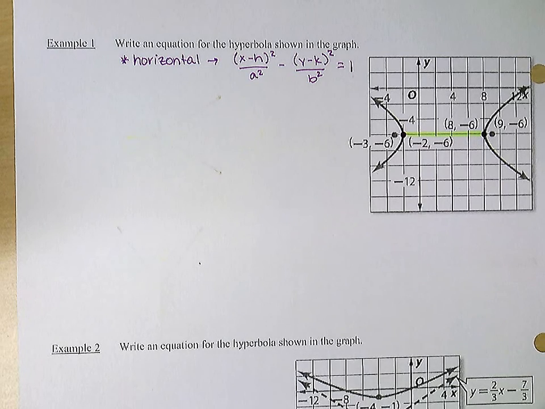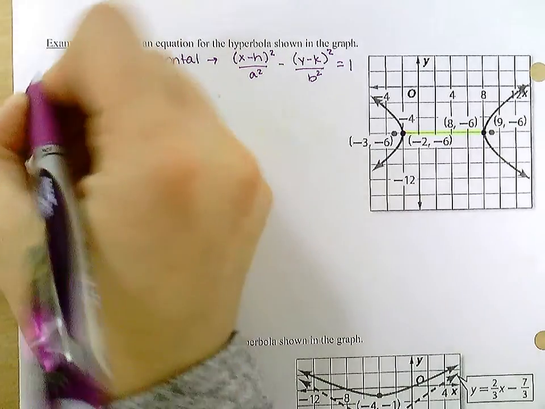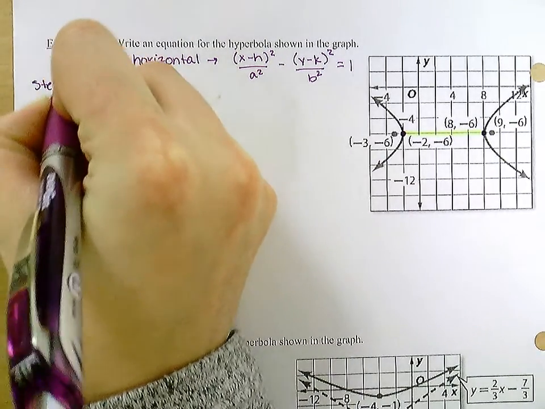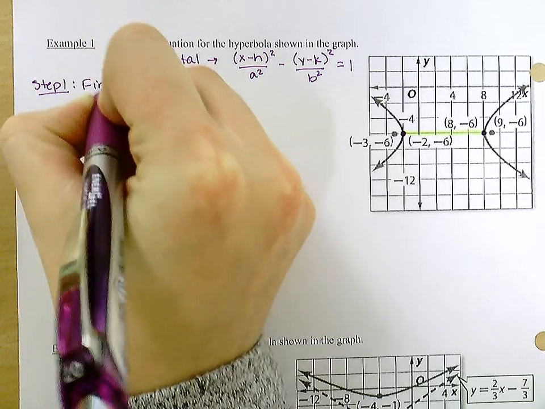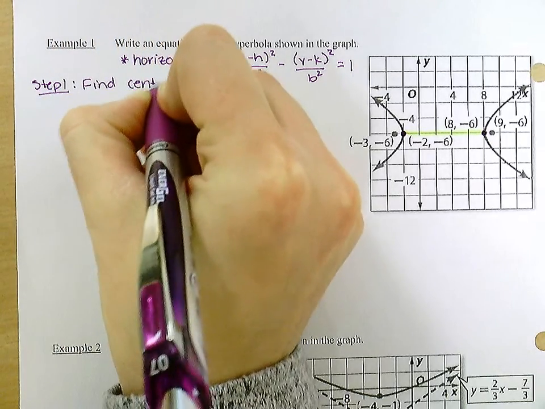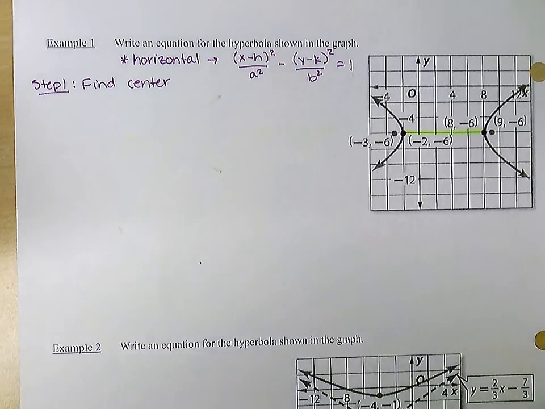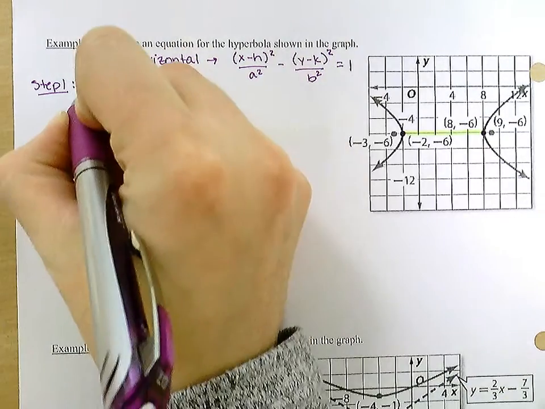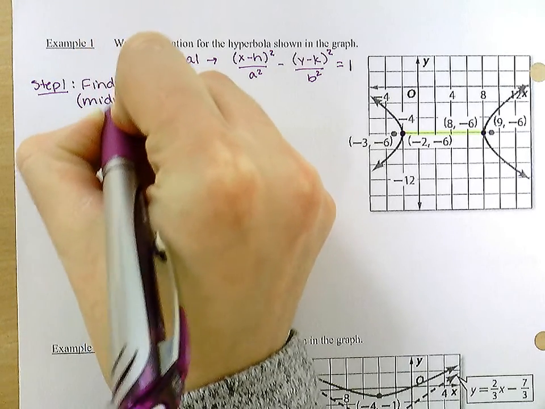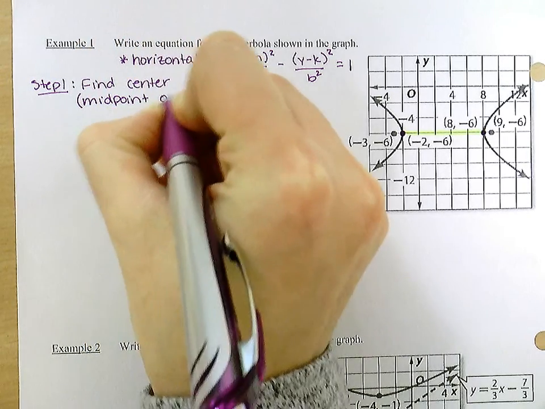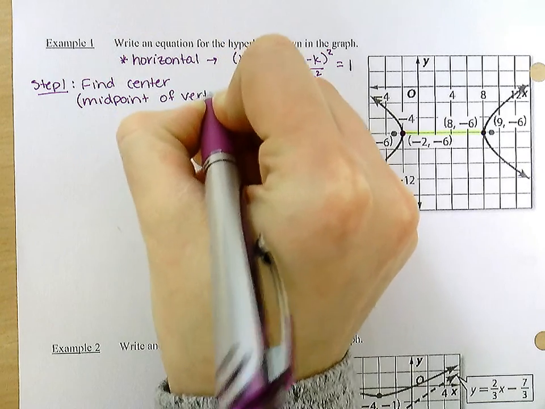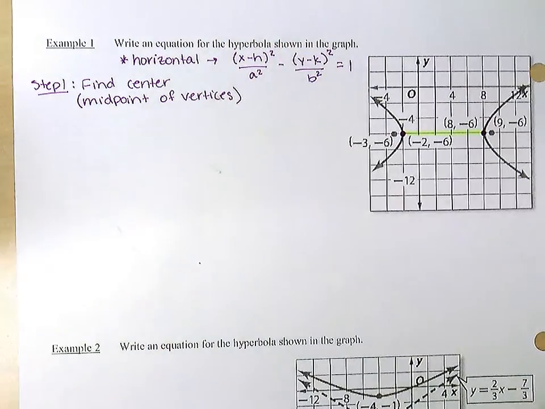I have different steps to find different things, just like we did for an ellipse. Step 1 is to find the center. I want to find the center point between those two vertices. So we are going to use the midpoint of the vertices.